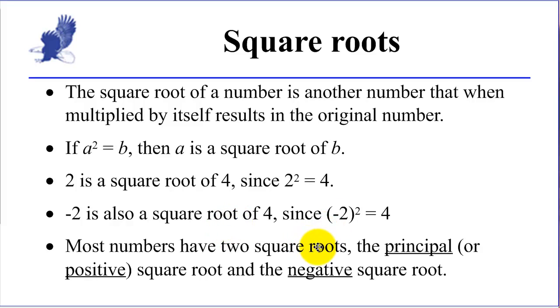So when we take the square root of a number, there are two possible answers. We can have the principal or positive square root, and we can have the negative. This will come into play later when we talk about solving quadratic equations using square roots.